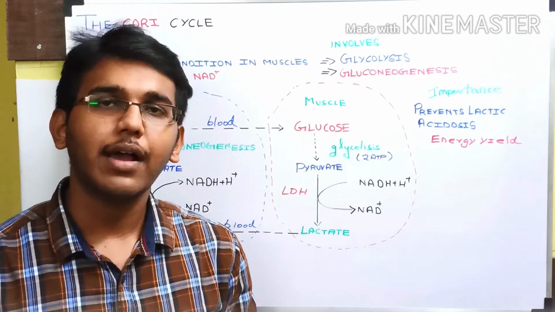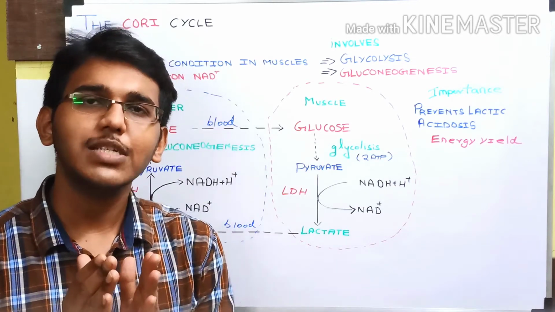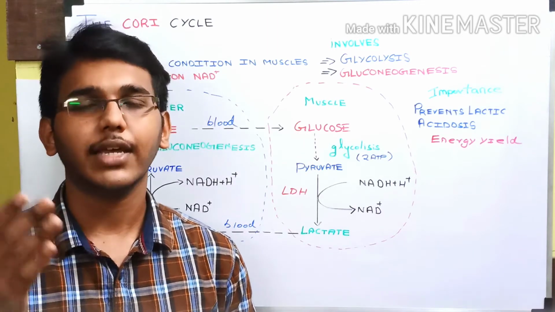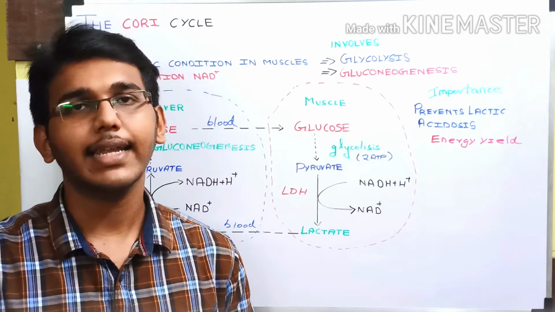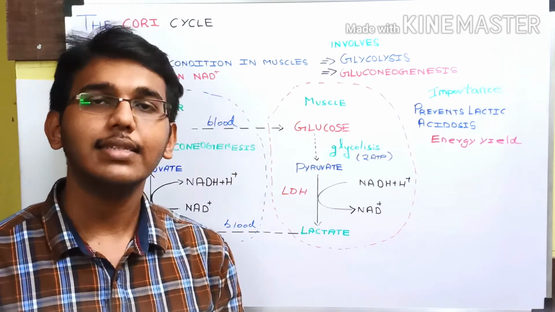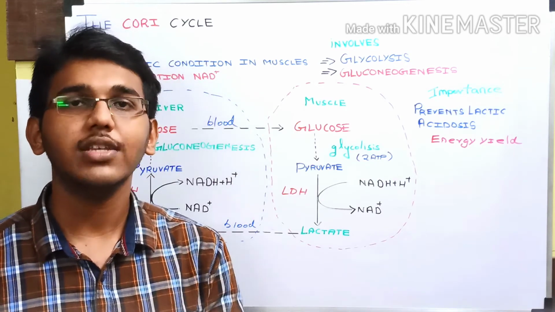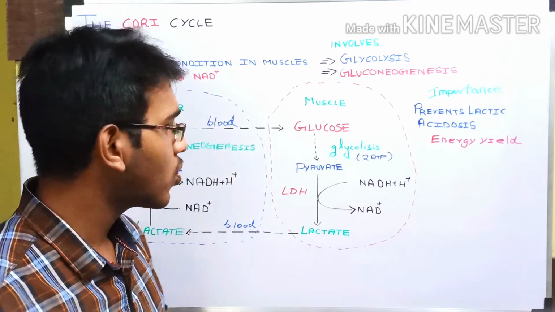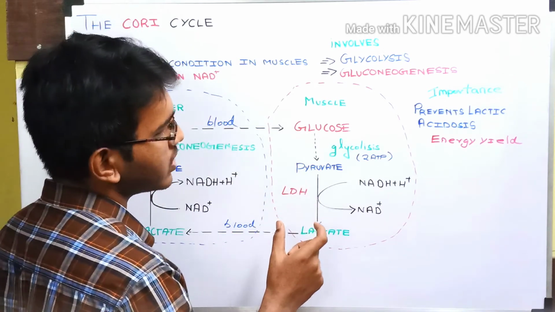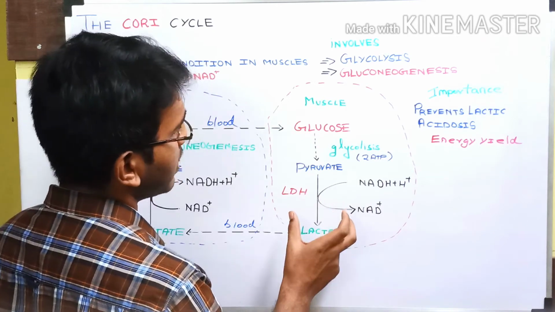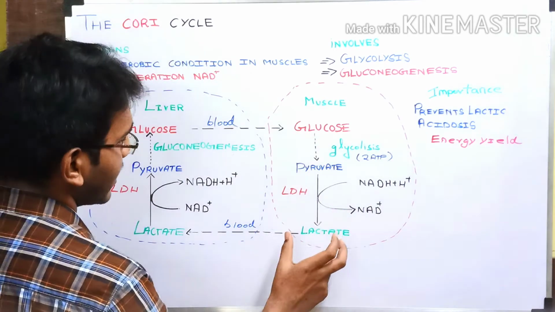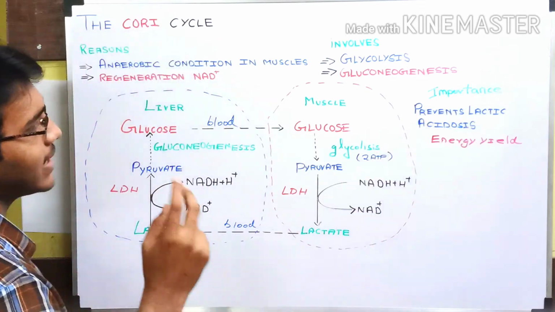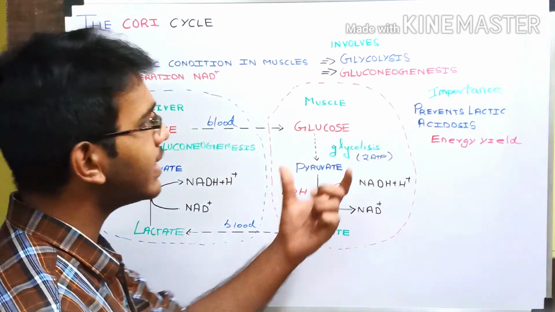Some people may ask me a question: what is the difference between lactic acid and lactate? If you remove the H+ ion, that is a proton, from lactic acid, it will give you lactate. That is, lactate is the conjugate base of lactic acid. So both are more or less the same. To prevent the accumulation of lactic acid in the muscle cell, the Cori cycle is happening, and it prevents lactic acidosis. And the second important reason is the energy yield.